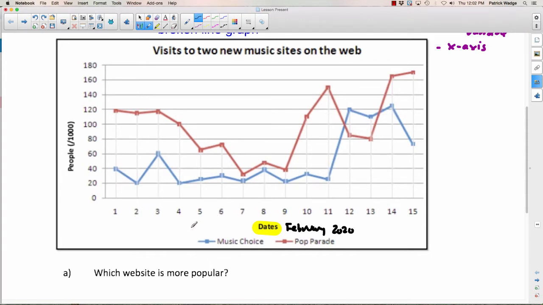All right, first question, which website is more popular? So, I mean, you do not have to look at a whole bunch of numbers. You don't have to read a bunch of paragraphs. You should be able to just look at this graph and you know which one's more popular.